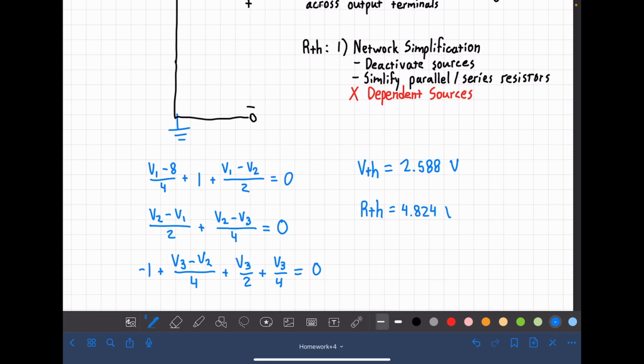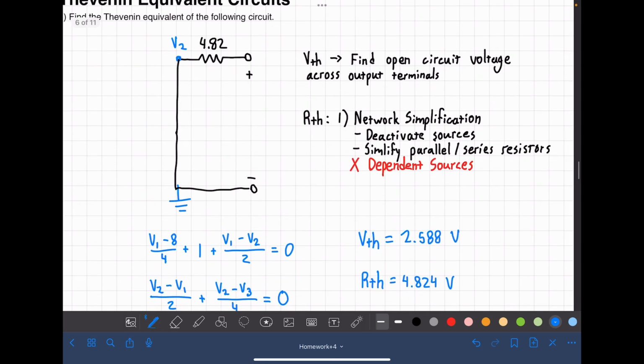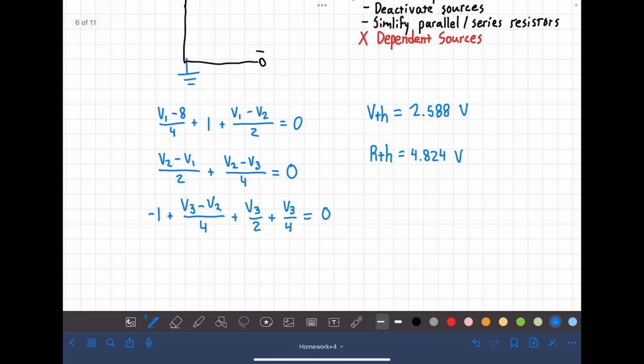Okay, so that is our problem solved right there. And if we want, we can go ahead and write out our little Thevenin equivalent circuit. So we have our voltage source and our resistor, our VTH and our RTH. Alrighty.